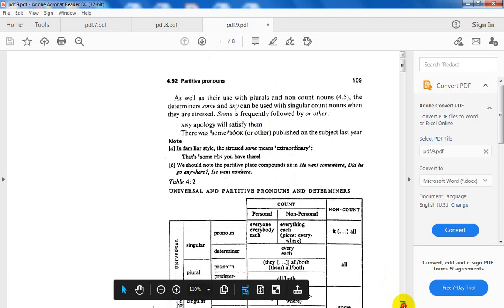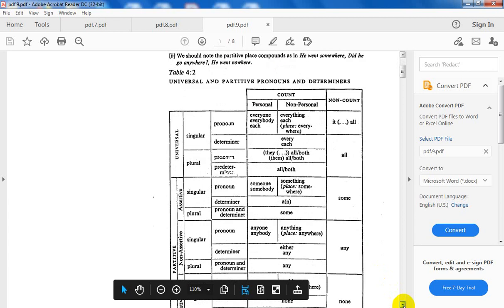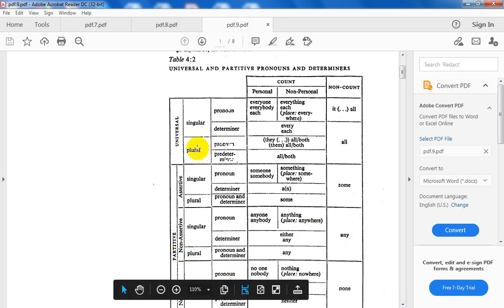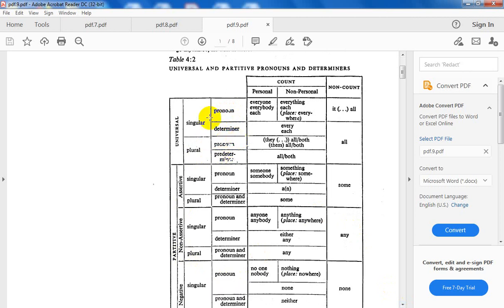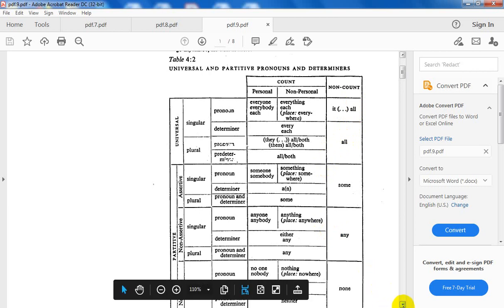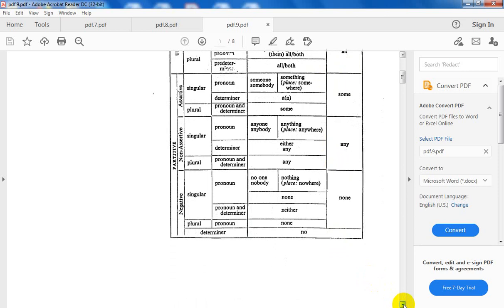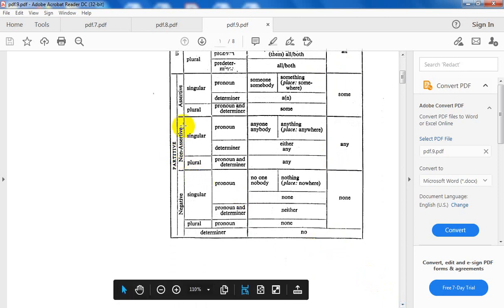If you have a look, it is important to look at this diagram, in which I have the universal and the partitive. The universal I have as a pronoun and as a determiner, and here I have singular, plural, and the determiner. Personal, non-personal, and I have non-count. So try to have a look at this diagram. It is useful. They are mentioned. And concerning the partitive, assertive, non-assertive, and negative.